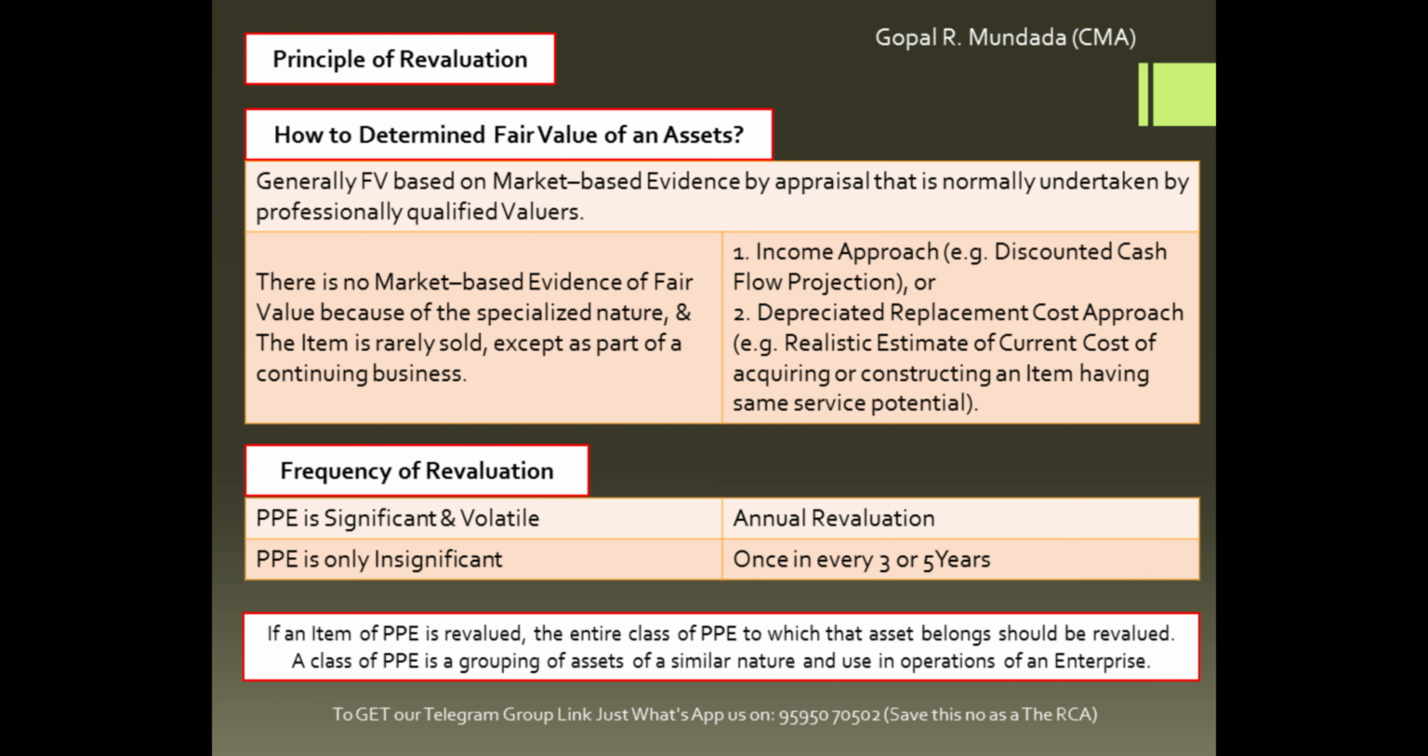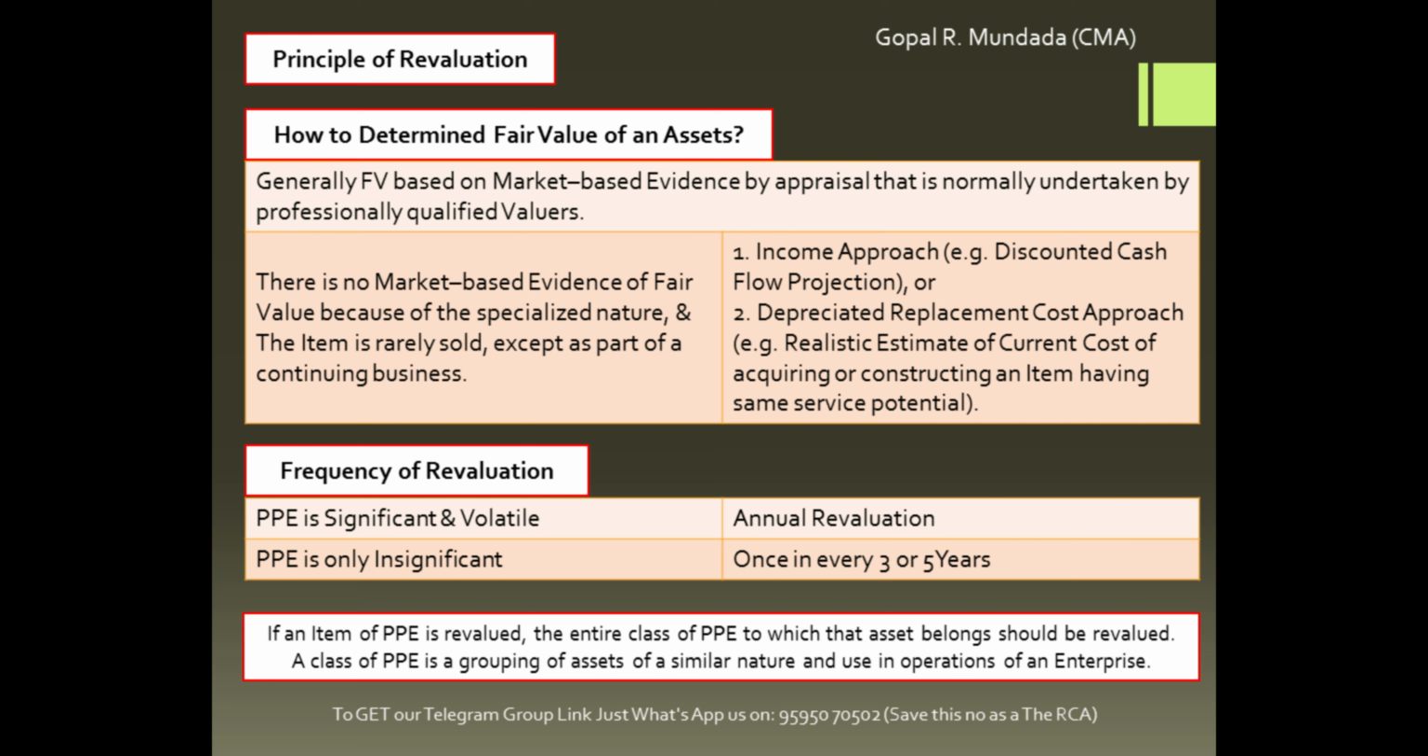So guys, the frequency of revaluation, this is the most important part. If property, plant and equipment is significant or volatile, in such case annual revaluation is made. If property, plant and equipment is insignificant, then revaluation of such property, plant and equipment is made within 3 to 5 years. So guys, if an item of property, plant and equipment is revalued, the entire class of property, plant and equipment to which that asset belongs should be revalued.